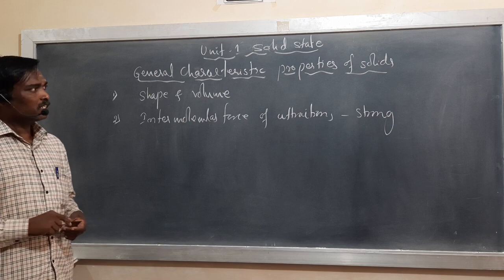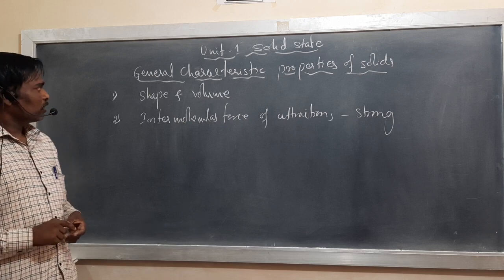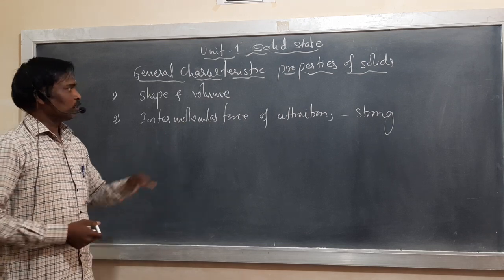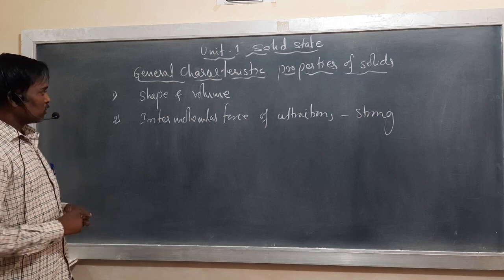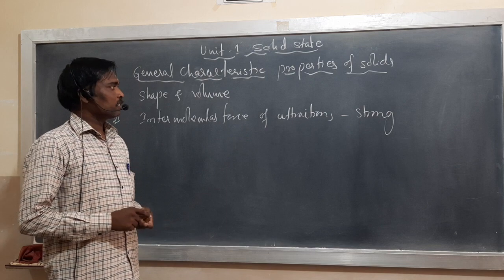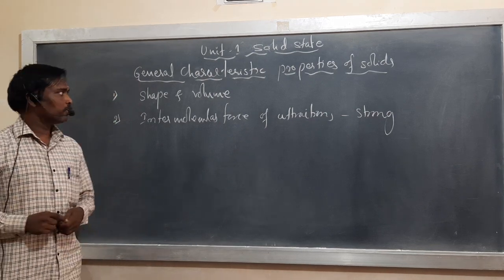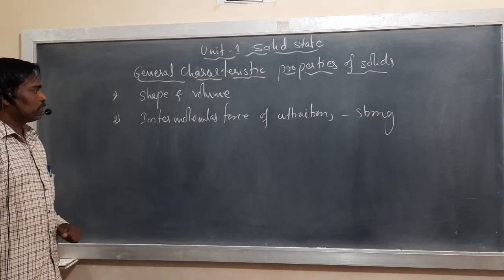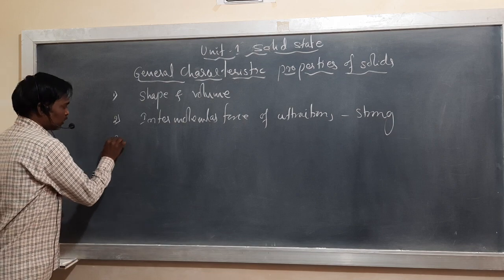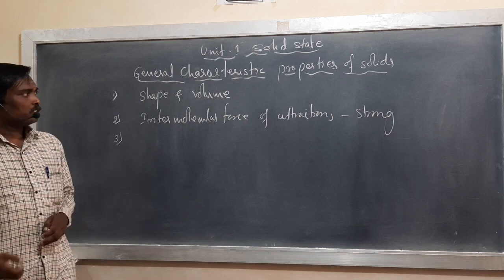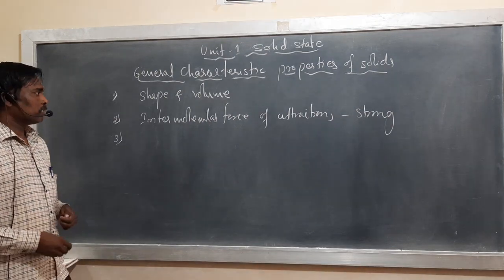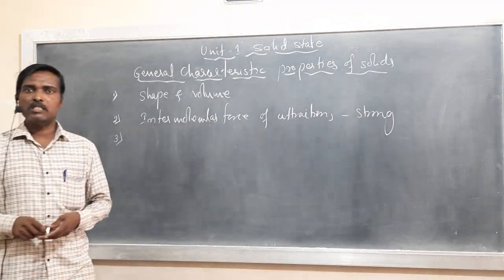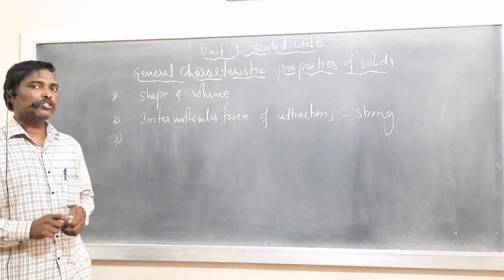In gases it is very weak, that's why gases do not have any shape and volume, but in liquids some intermolecular force exists between the molecules, that's why they have a definite volume but do not have a definite shape. And because of this intermolecular force of attraction, the intermolecular space present between the molecules is negligibly zero in solids.